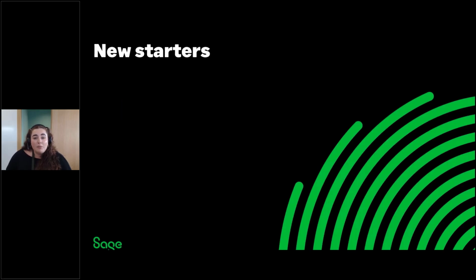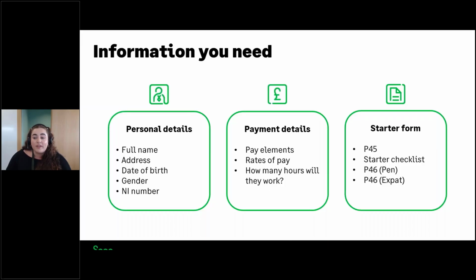So I'll start with telling you a bit of information about the information that you're going to need in order to add your new starters. And there are three main categories for this. So there's personal details, payment details, and starter form. Personal details, so this is going to be their full name as it shows on official documents and ID. No nicknames or shorter versions, so just the full name. The employee's address, so that's 2 lines and a postcode at least. You'll also need the date of birth, the gender, and NI number if that's available as well.